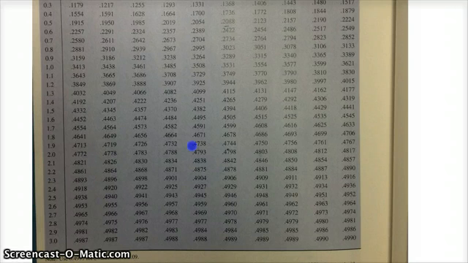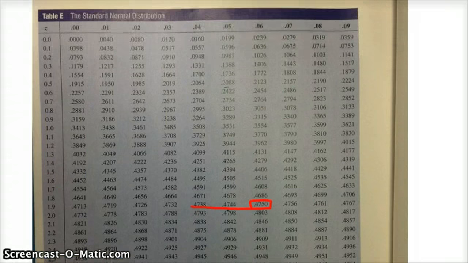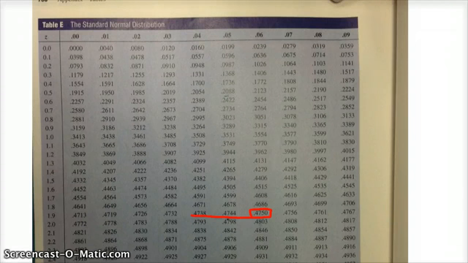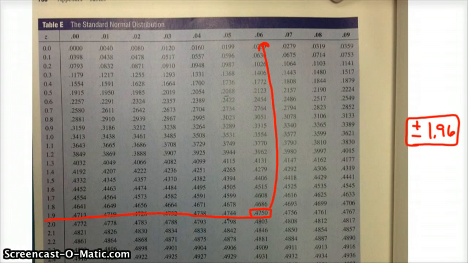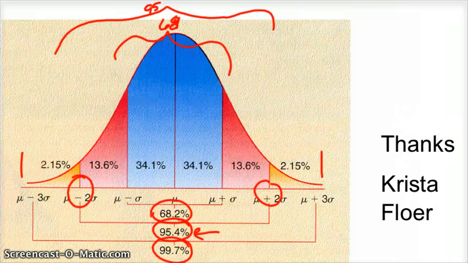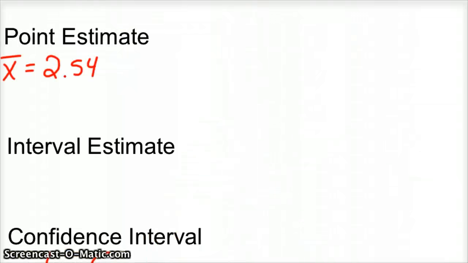0.475, here's 0.4738. Oh, there it is. So there's 0.475. So that corresponds to 0.06 here and 1.9 here. So we know our z-score for a 95% confidence interval is plus or minus 1.96. So that's the number we're going to use in our formula.